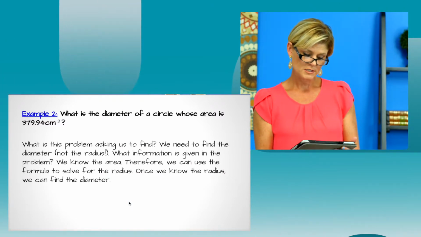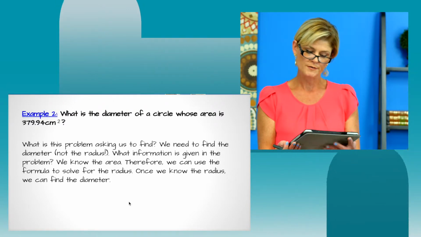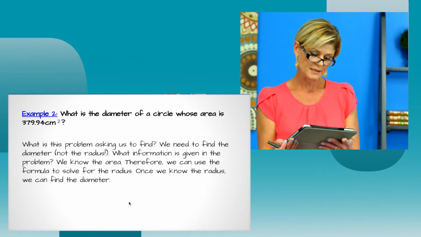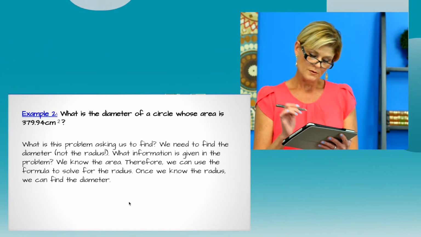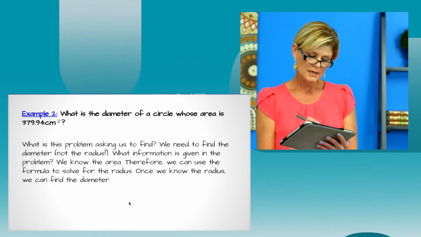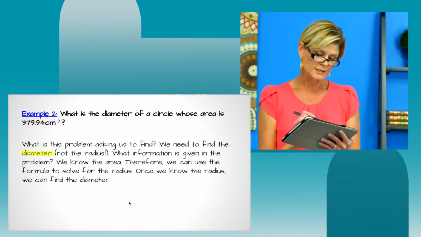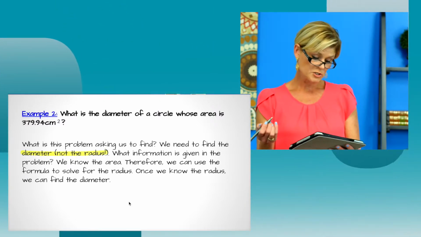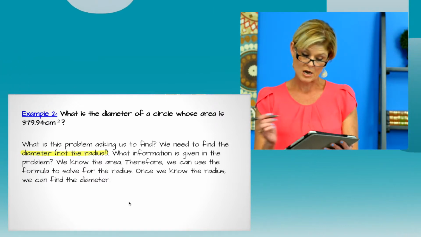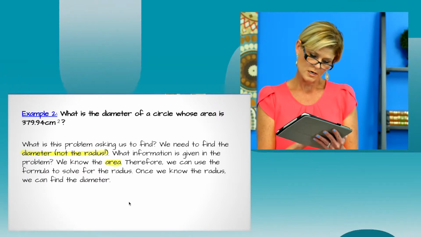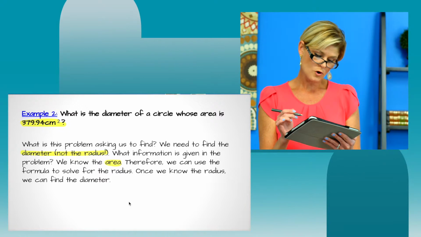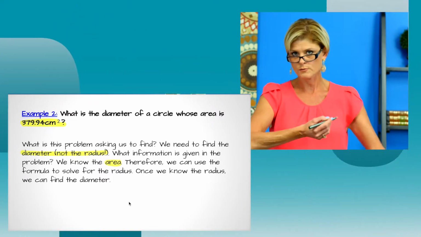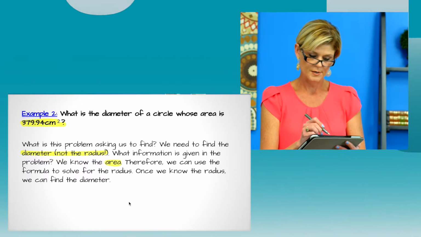Okay, let's do one with diameter. What is the diameter of a circle whose area is 379.94 centimeters squared? Now, what is this problem asking us to find? We need to find the diameter, not the radius. That's why it's really important to read carefully. What information is given in the problem? Well, we know the area. Therefore, we can use this formula to solve for the radius, and once we know the radius, we can definitely find the diameter.